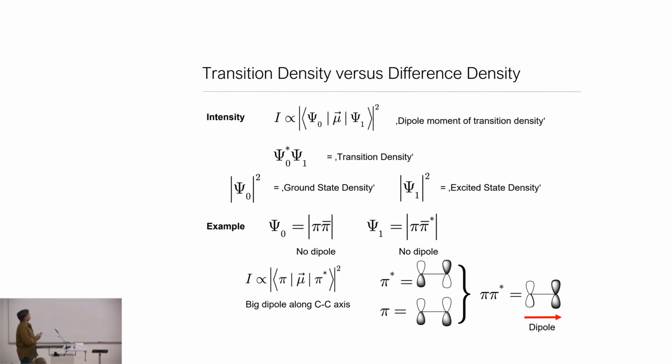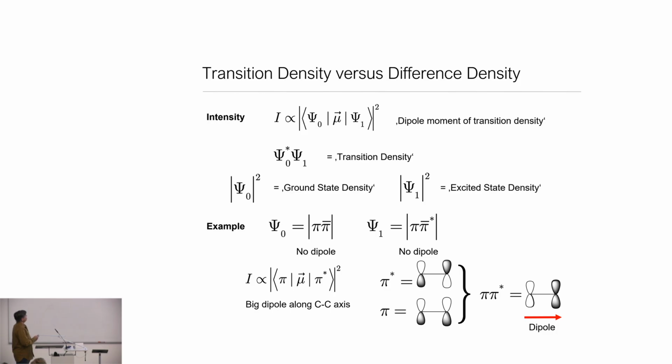Now, the transition intensity I told you is the square of the interaction of the dipole operator between the initial state many-particle wave function and the final state many-particle wave function. And you can visualize that since that is a multiplicative operator, the integrand here is the product of the initial state and the final state.